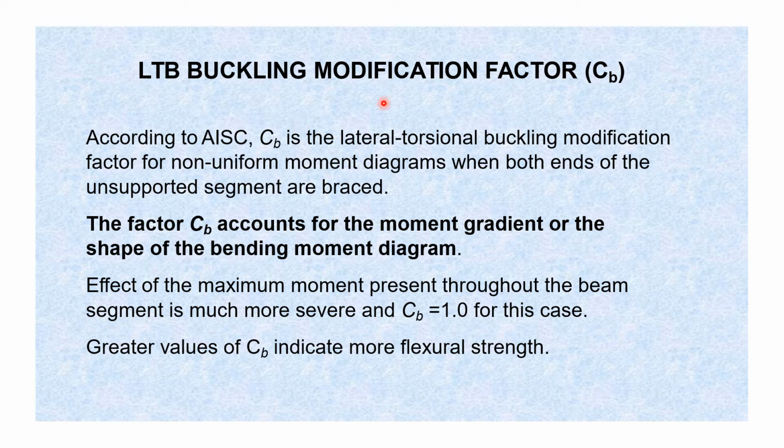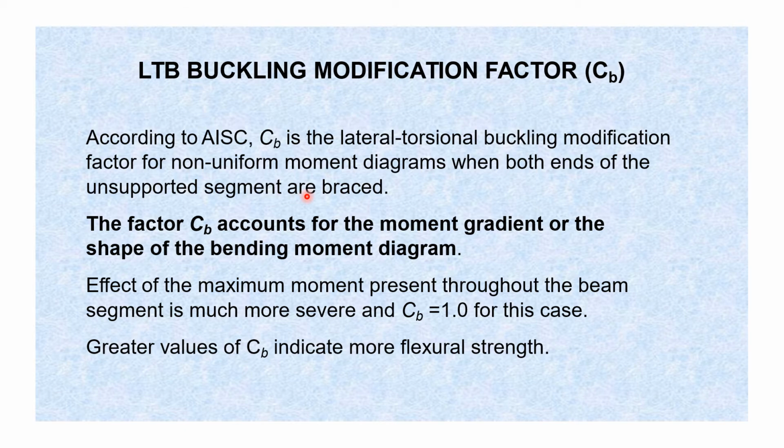Lateral torsional buckling modification factor Cb, that I said I will discuss later in the slides. Here it comes. According to AISC, Cb is the lateral torsional buckling modification factor for non-uniform moment diagrams. Almost all our moment diagrams are non-uniform when both ends of the unsupported segments are braced.